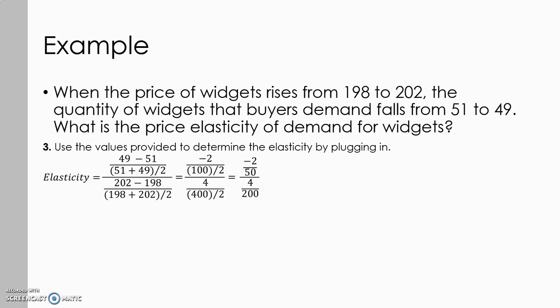And then let's just go ahead and simplify those. Let's pull a 2 out of the top and a 4 out of the bottom to get negative 1/25 upstairs over 1/50 downstairs. Now, there is a little bit of a trick here.